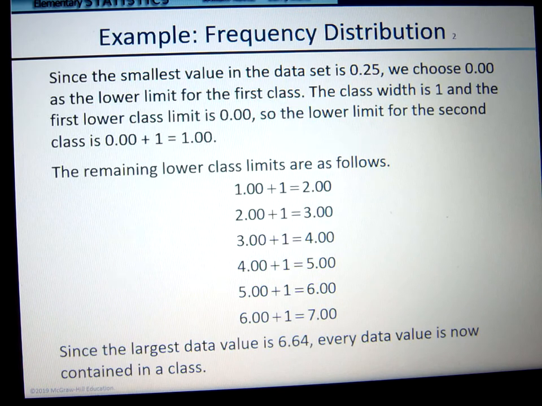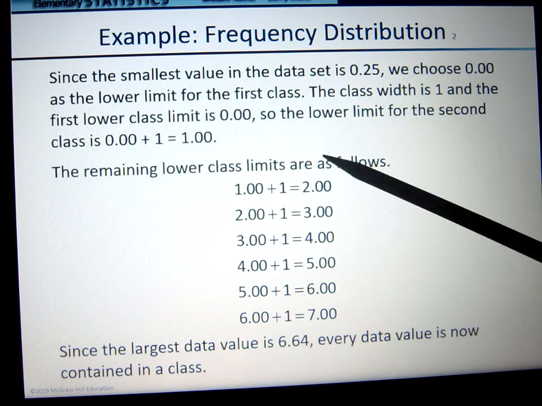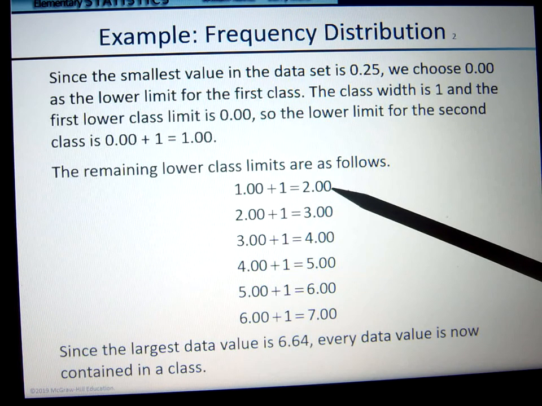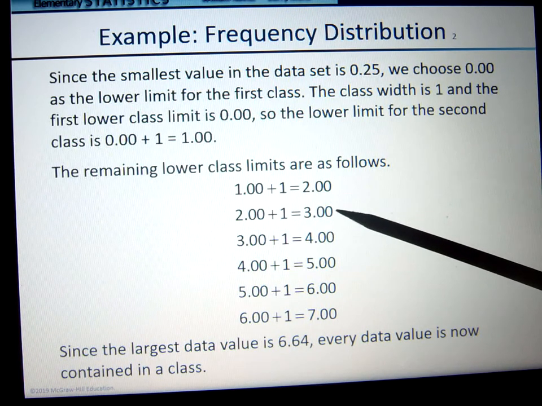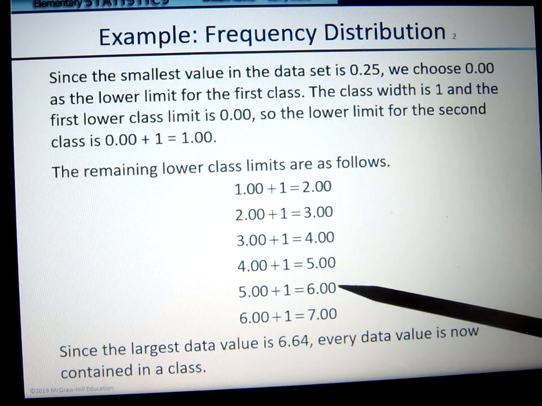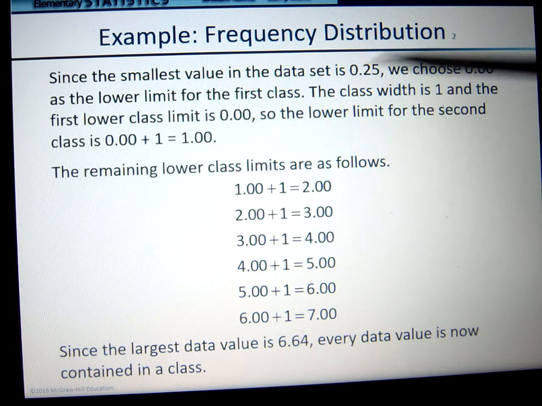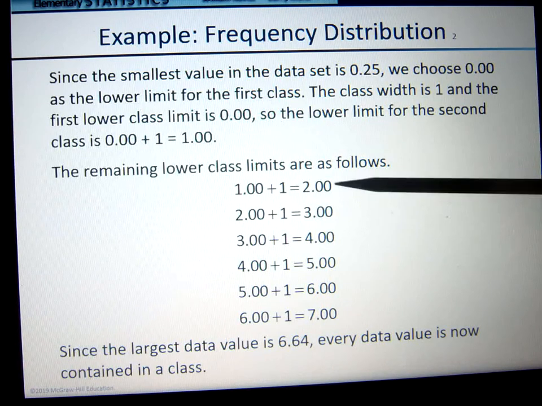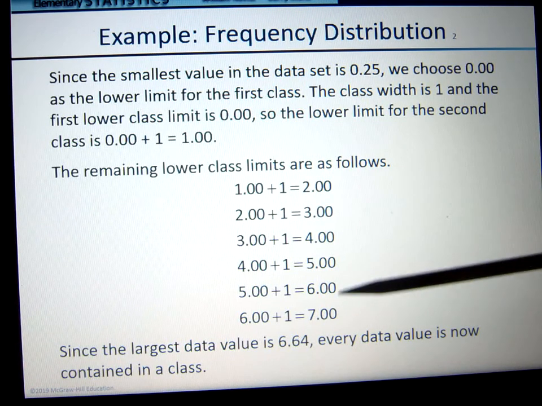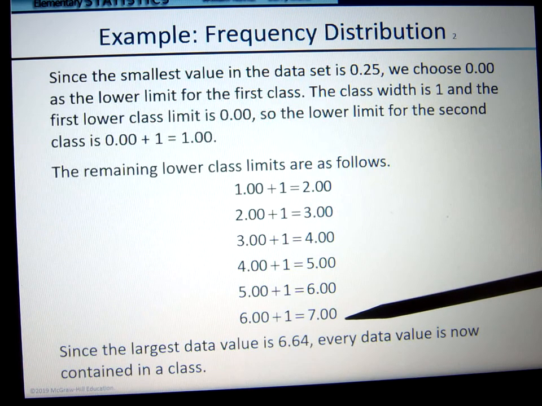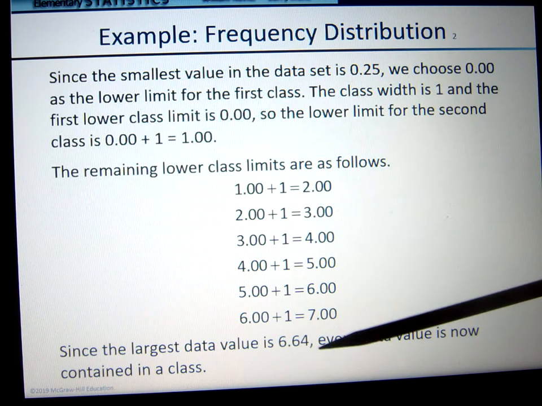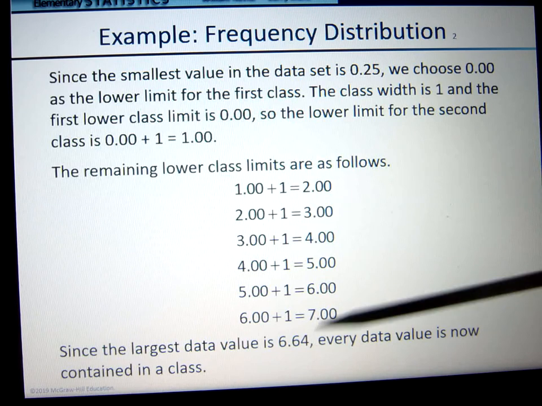So these would be my widths. 0 to 1. My next lower limit would be 2. My next one would be 3, 4, 5, 6, 7. This would give me, if this is my first one, this would be 1, 2, 3, 4, 5, 6, 7 bars, which again is around 10. So this includes my largest value, so I'm going to stop right here.